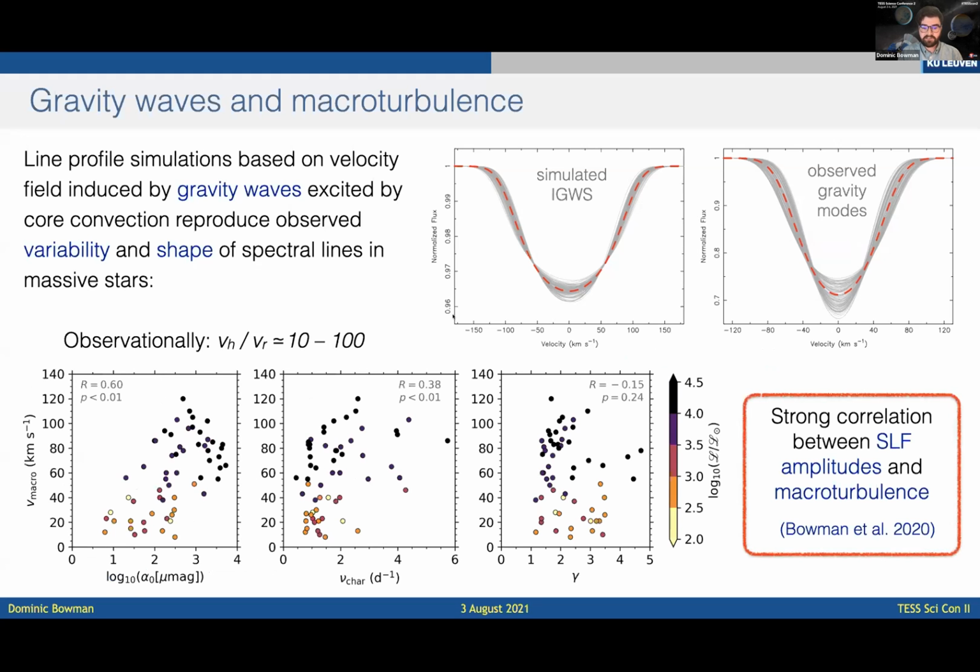And we can go one step further now by adding the TESS photometry. As I mentioned, the predominantly horizontal motion that gravity waves provide, we also find a very strong correlation between the amplitude of the stochastic low frequency variability on the x-axis here and the magnitude of the macroturbulence that we find. So this is, again, complementary but supporting evidence that whatever the mechanism of macroturbulence is, it seems to be very strongly linked to pulsations, and the simulations of core convection are able to provide the necessary predominantly horizontal velocity field that we need near the surface to explain observations.